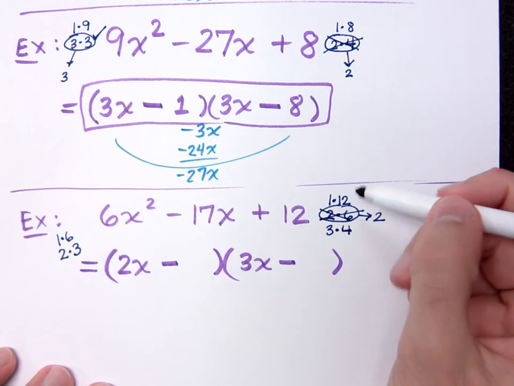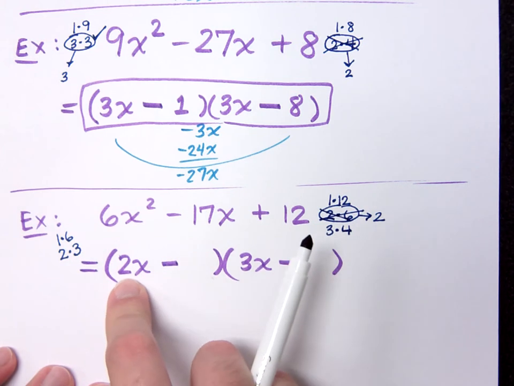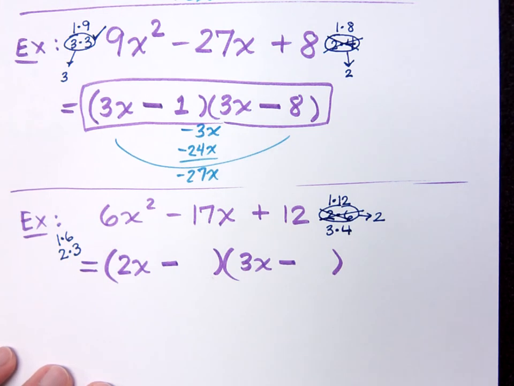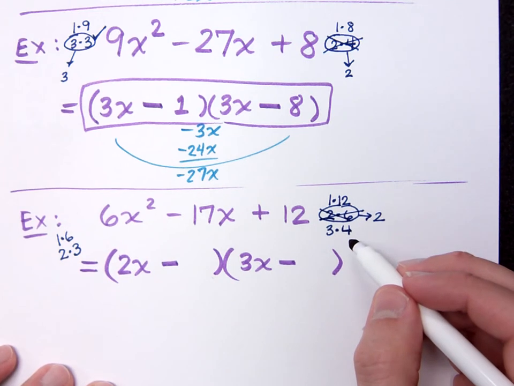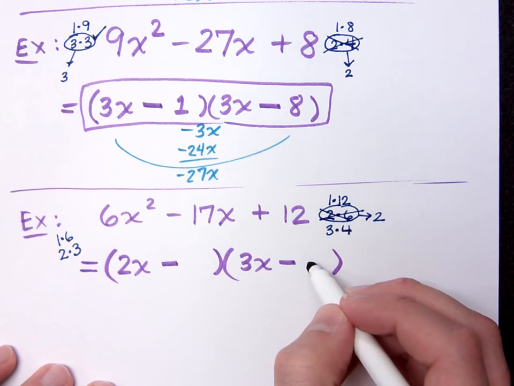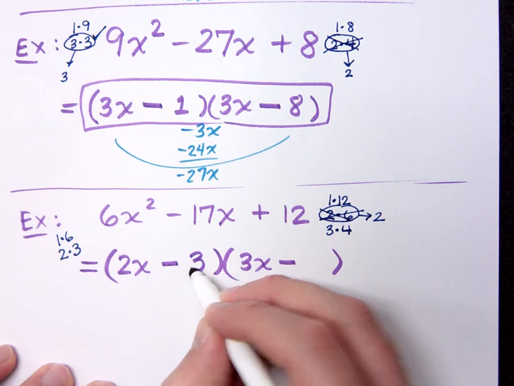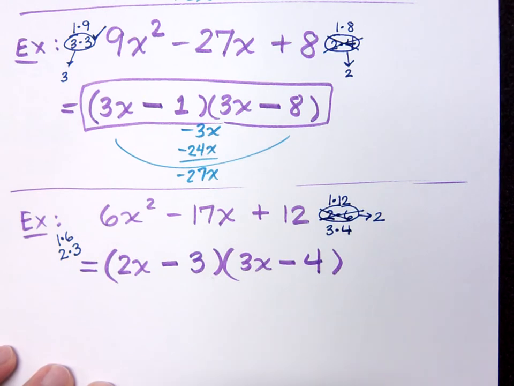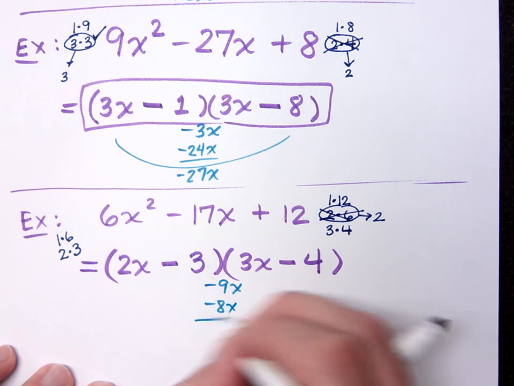Now let's think about this. If I try to use the 1 and the 12, can the 12 go with 2? No. Can the 12 go with 3? No, so that's not going to make any sense to try. What about 3 and 4? I cannot put the 3 with the 3. That would give me a common factor, it's a contradiction. So if I put the 3 with the 2x and the 4 with the 3x, does that work out? We get negative 9x, and negative 8x, and there's my negative 17x.